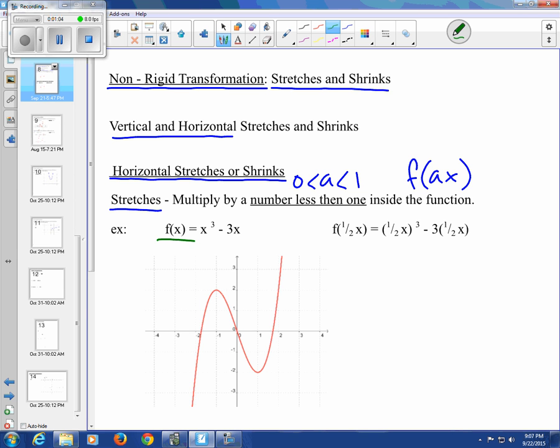We've got f of x, and then we're seeing the x inside f being multiplied by 1/2 in the equation over here. So basically everywhere where we would have an x in our f of x as x cubed minus 3x, we're seeing that x being multiplied by 1/2 inside the function. So let's take a look at this. Let's compare some ordered pairs here for our two equations.